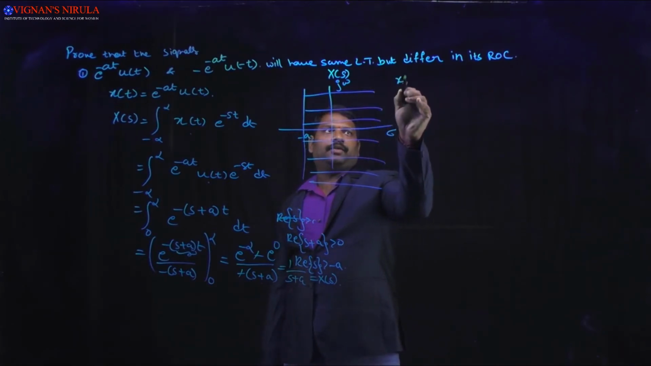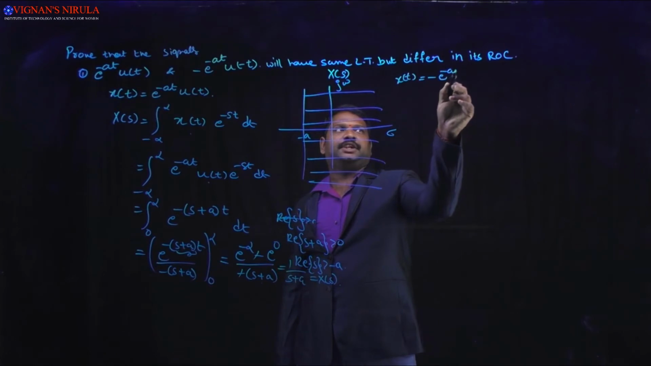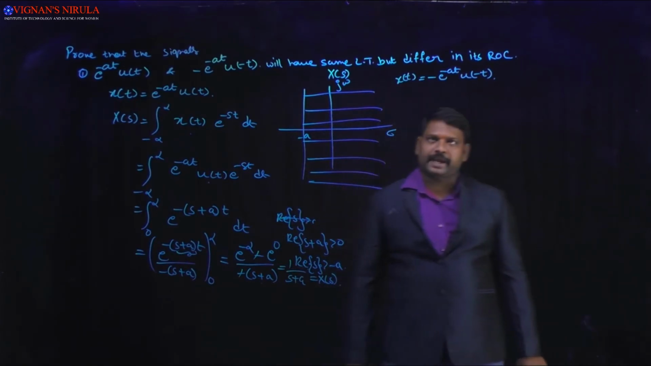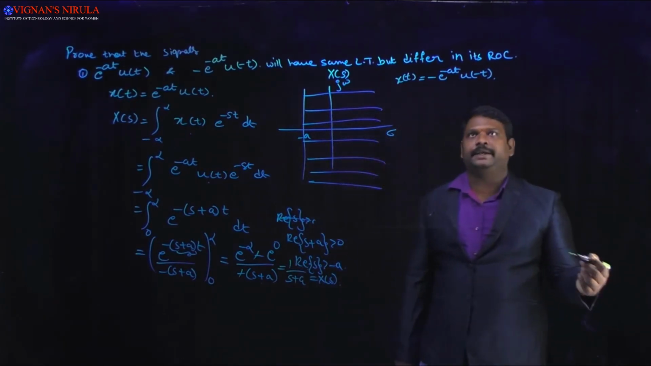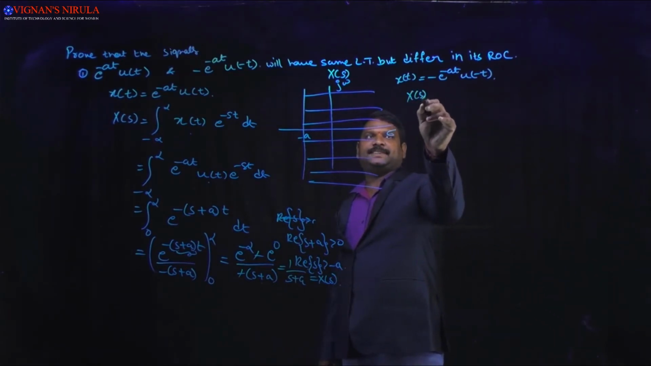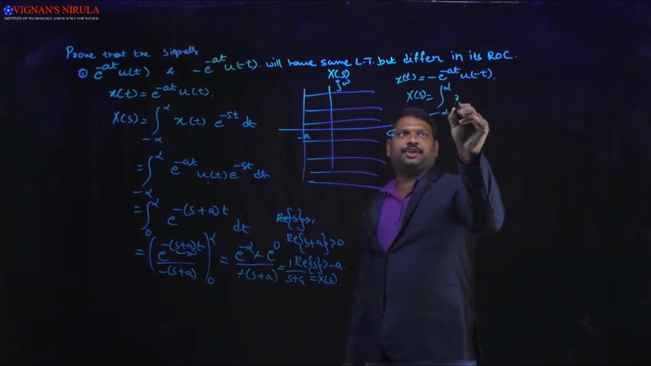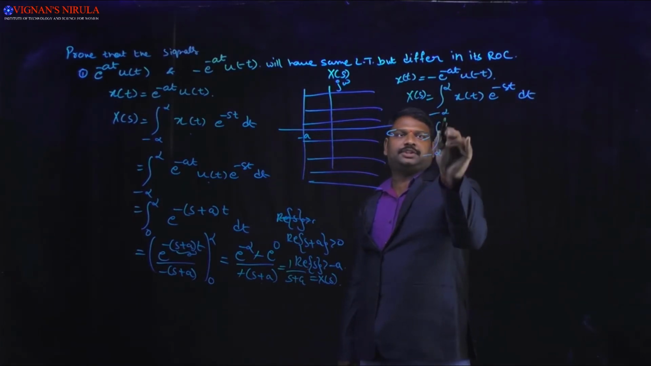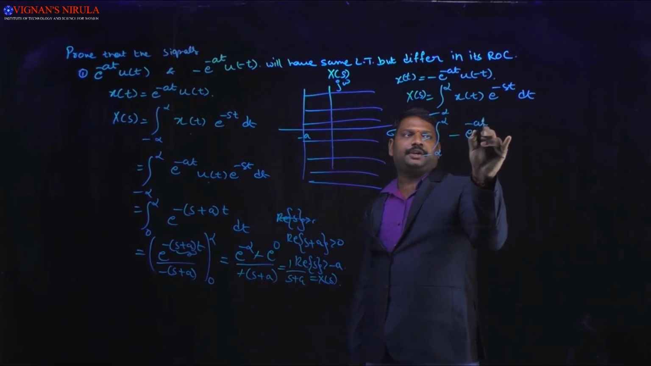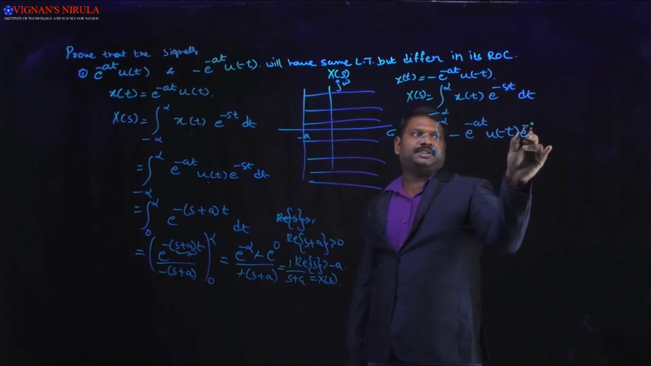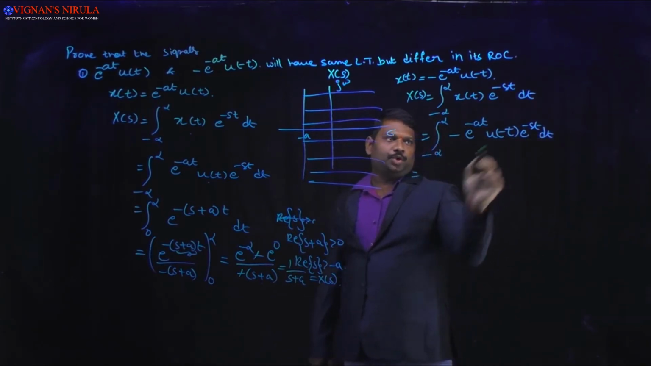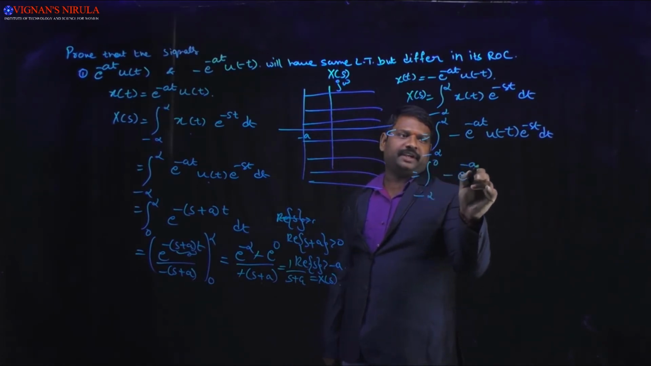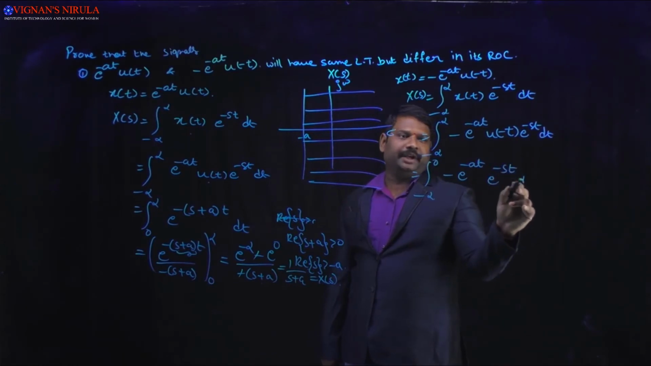For the second signal, let x of t is equal to minus e power minus at u of minus t. Therefore, our x of s is, again take the bilateral from minus infinity to infinity, x of t e power minus st dt. Substitute what is x of t, that's minus e power minus at u of minus t e power minus st dt. Because of the u of minus t, the limits will be from minus infinity to 0, minus e power minus at e power minus st dt.